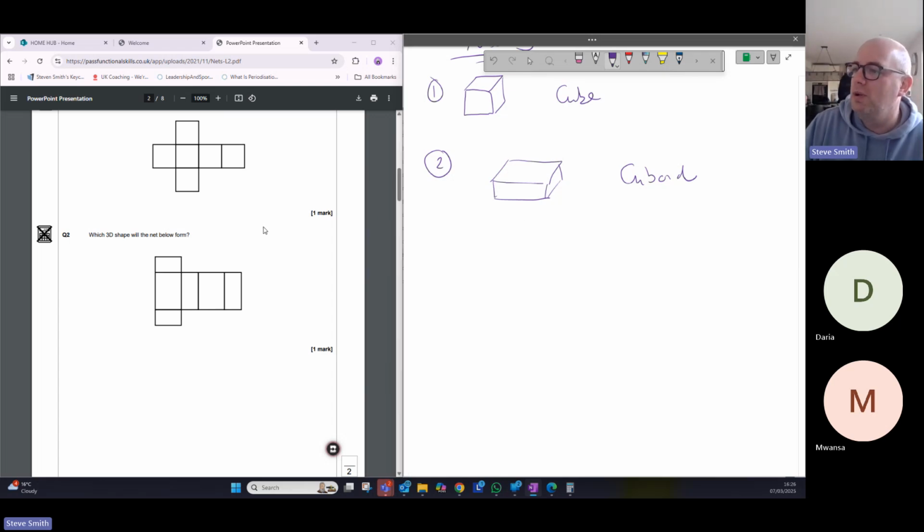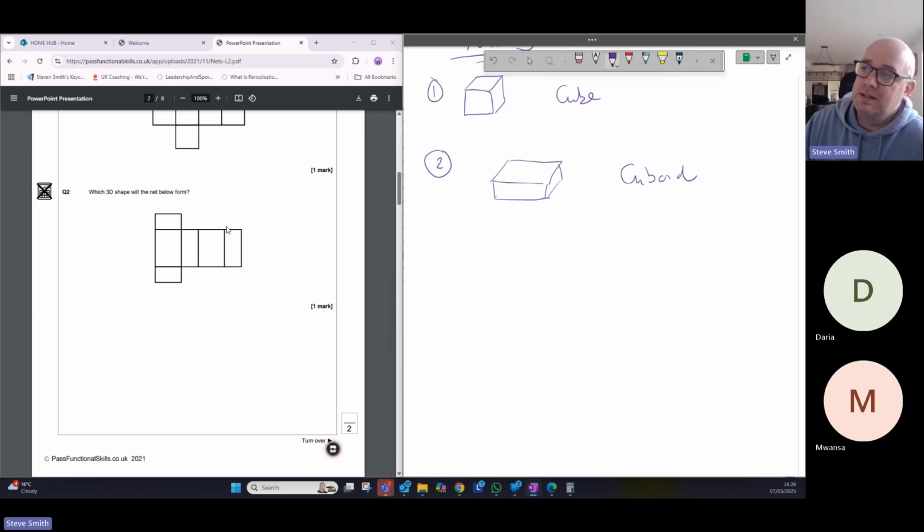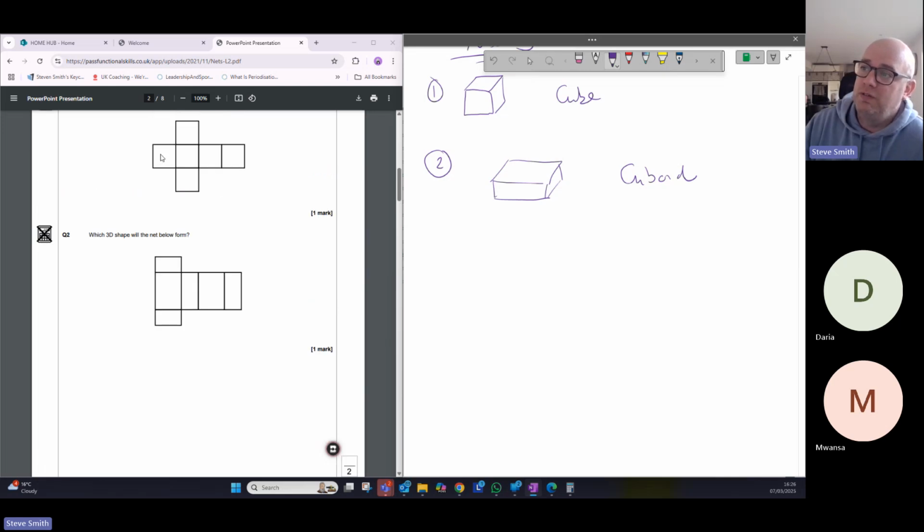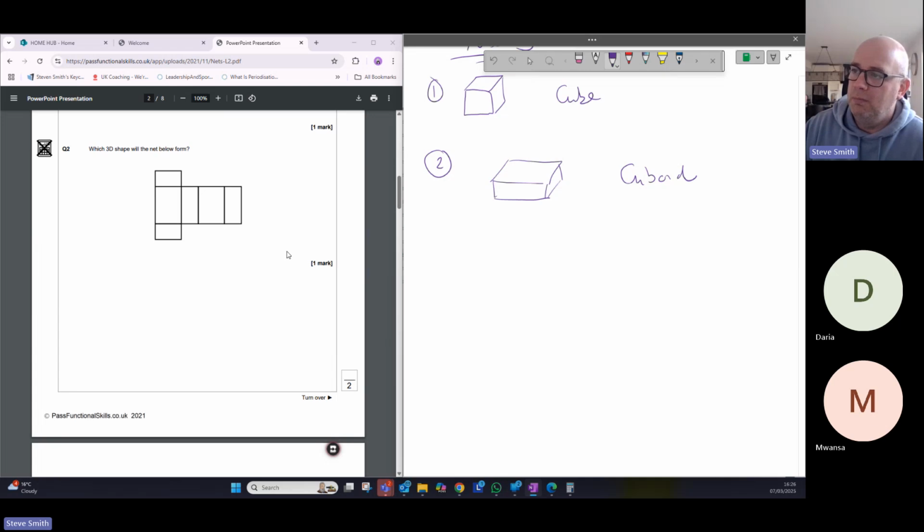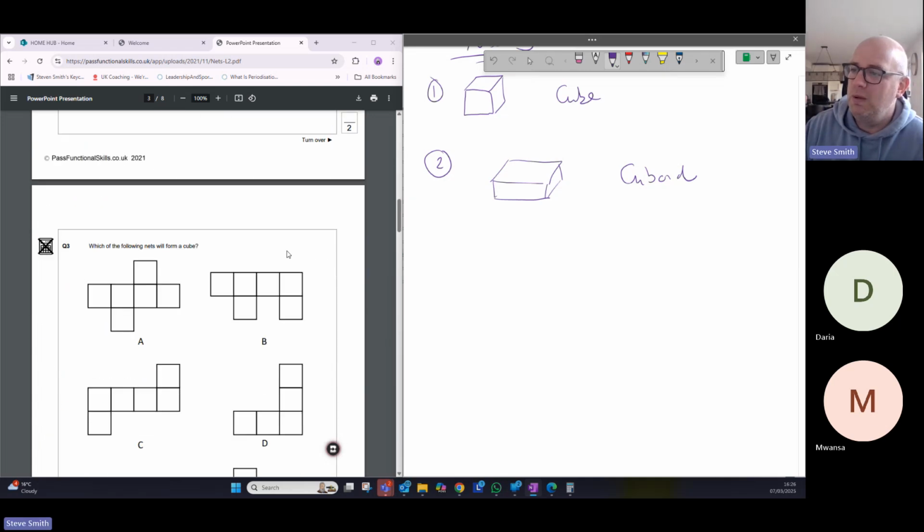If we scroll down again, the reason it's different to that one is because that's got the flap there, but we could see that that would go up the side, that would be on top, and that would go down the other side. So it's still going to be that shape. Oh, here we go.